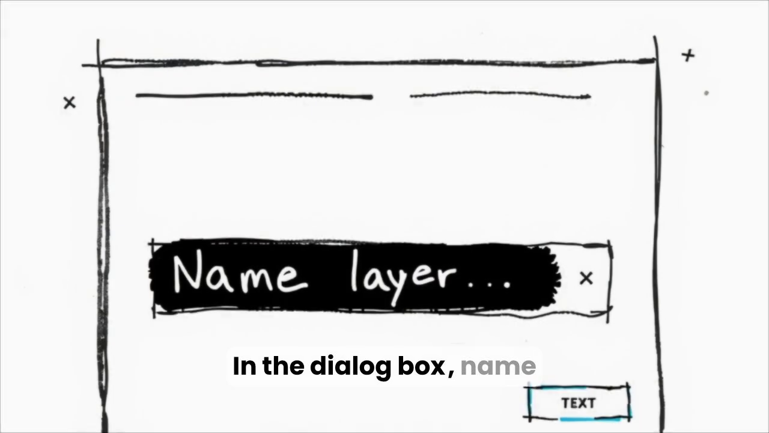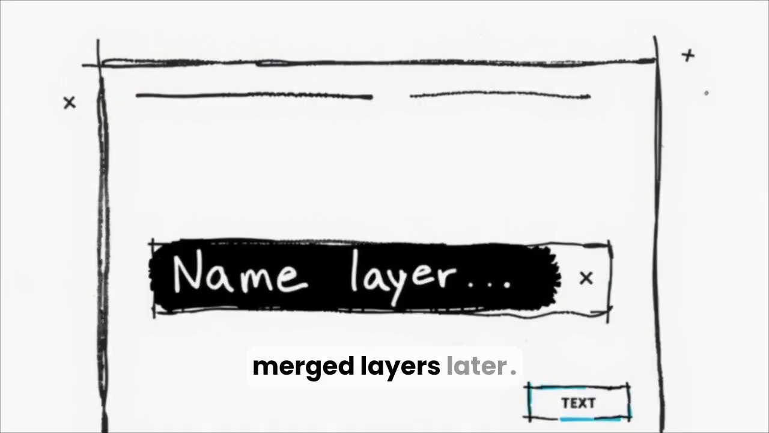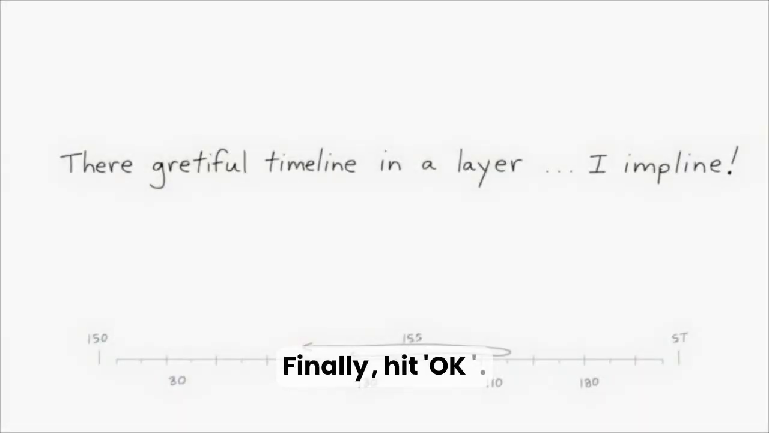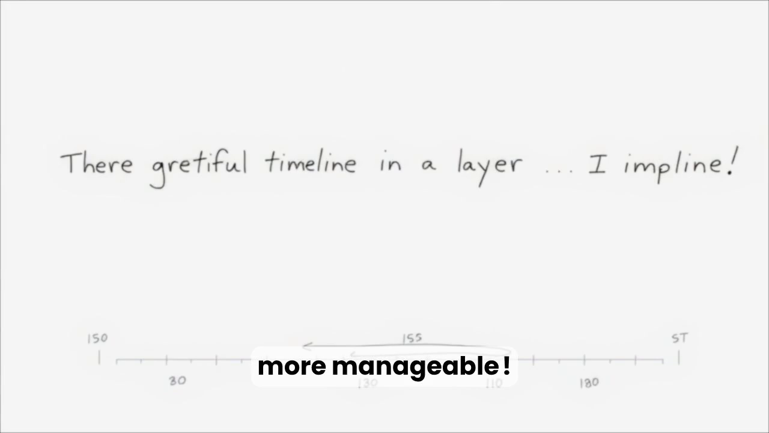In the dialog box, name your new pre-composition. This helps in identifying your merged layers later. Finally, hit OK. Your layers are now merged, making your project cleaner and more manageable.